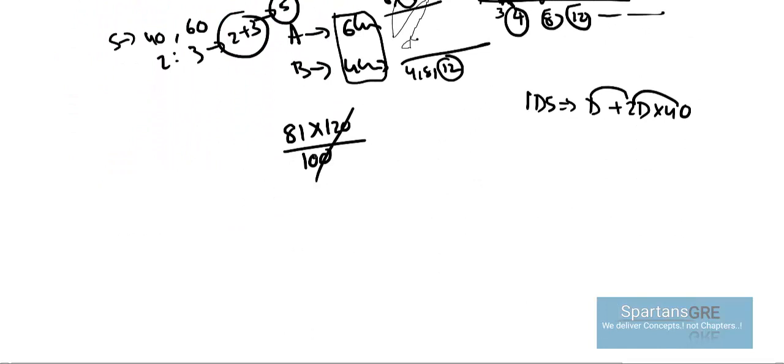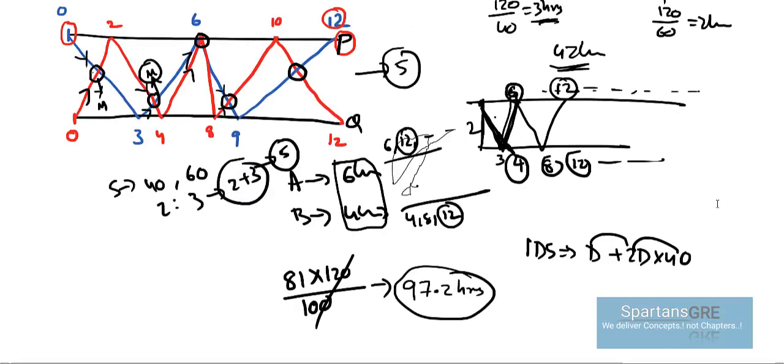So this gets cancelled. So it will be 97.2 hours. So they first meet after 97.2 hours. Okay, so we got our 41st meeting happens after 97.2 hours. So this is one way of doing. Now let's do it in a second way. I'll tell you a second method.